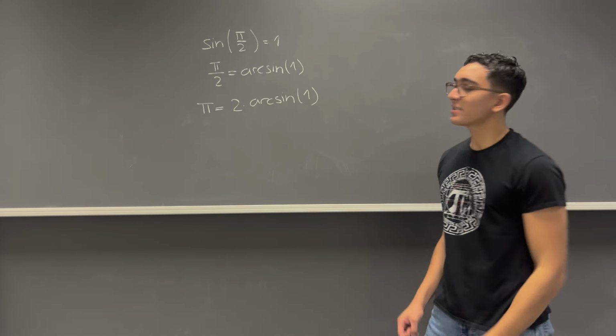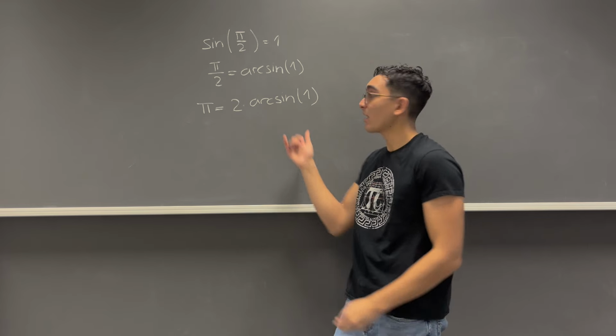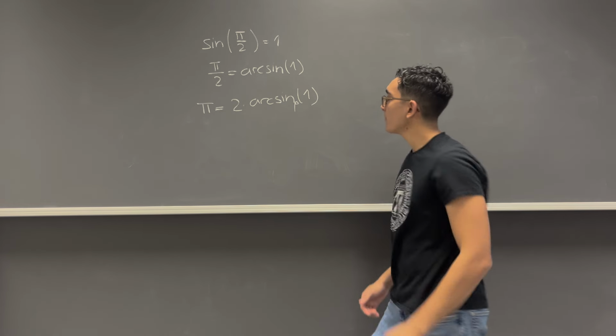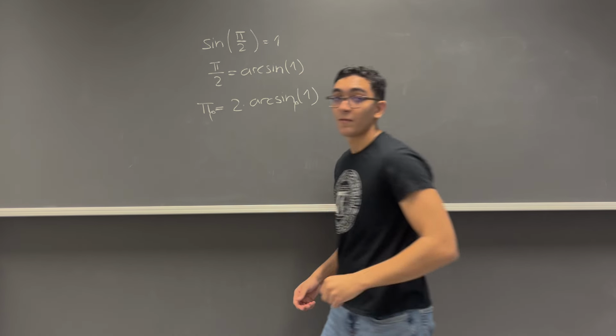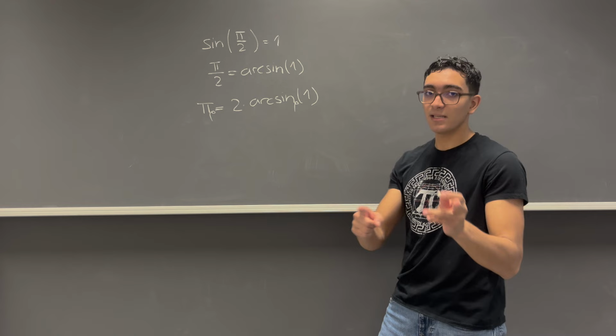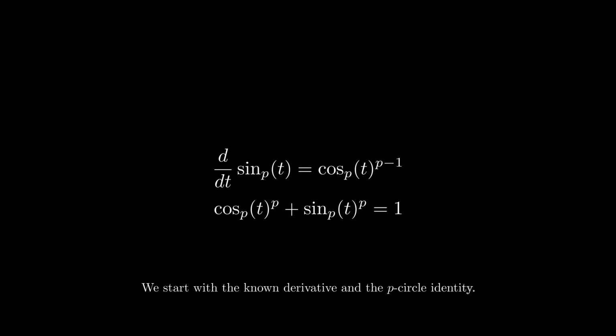Which means that if we somehow manage to find a representation of an arcsine p, then we'll be able to calculate the value of pi p for any p-circle. Let's see how this is done. For the purposes of this video, we'll only need to find arcsine p of y, and we'll need these identities on screen.